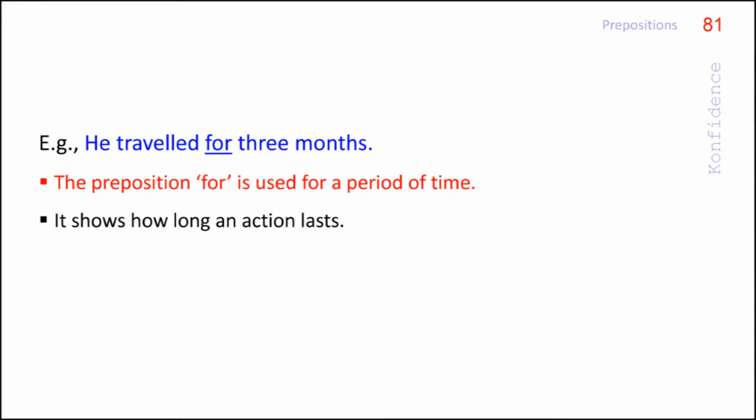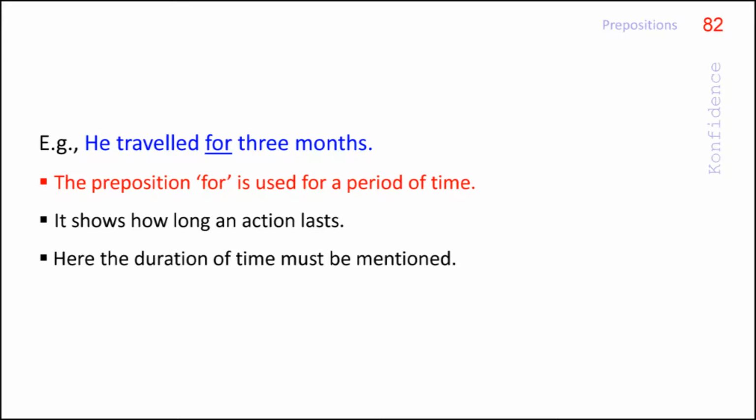The preposition for is used for a period of time. It shows how long an action lasts. Here the duration of time must be mentioned. The third example clearly states the duration of time, that is 3 months. So, for is used here.